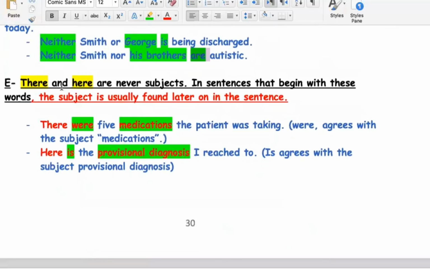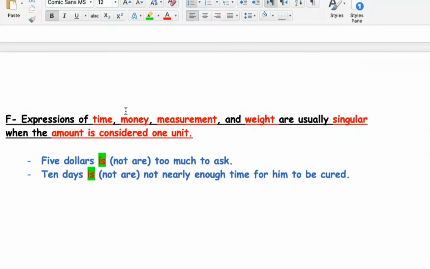Number five, verbs are usually singular when the amount is considered as one unit. For example, $5 is too much to ask. We're not saying $5 are too much to ask. This will be wrong. $5 is, not are. 10 days is not nearly enough time for him to be cured. Okay, 10 days is, not are.